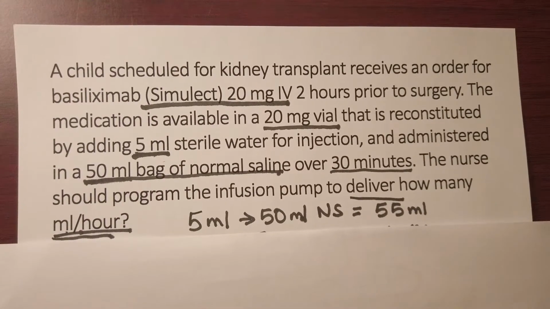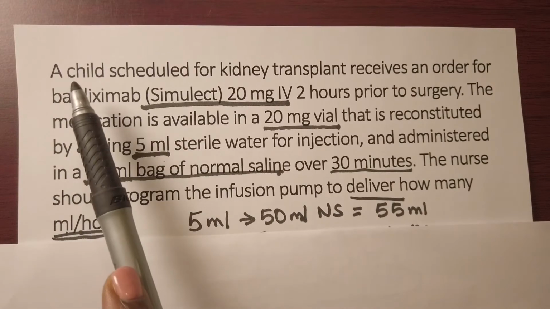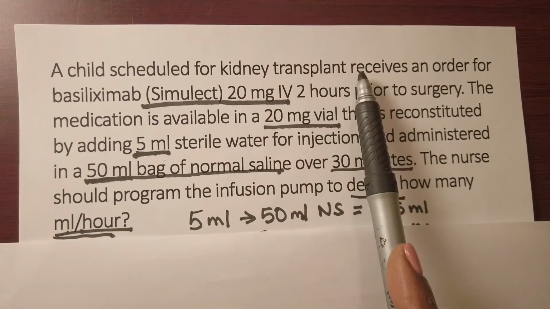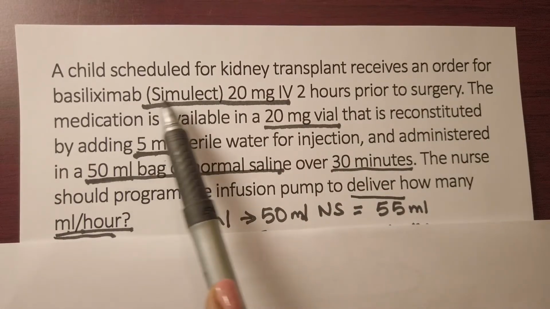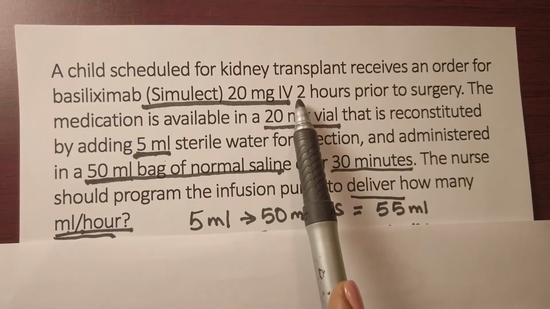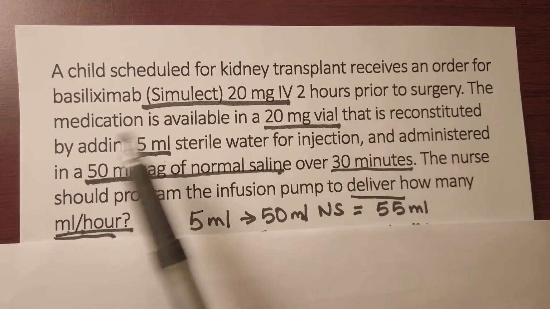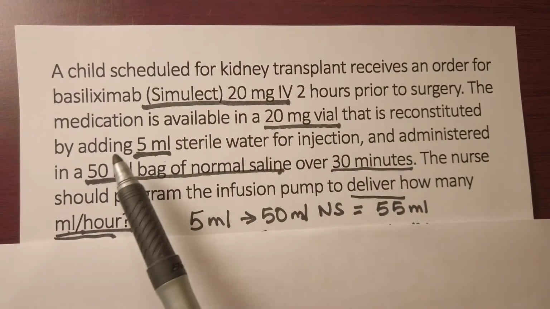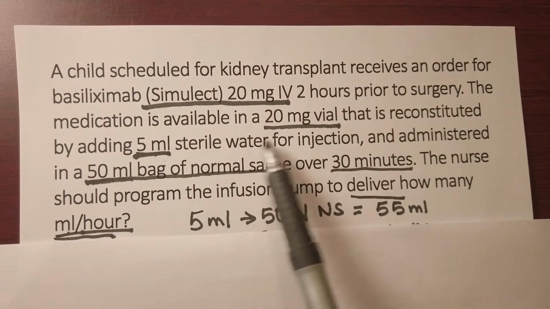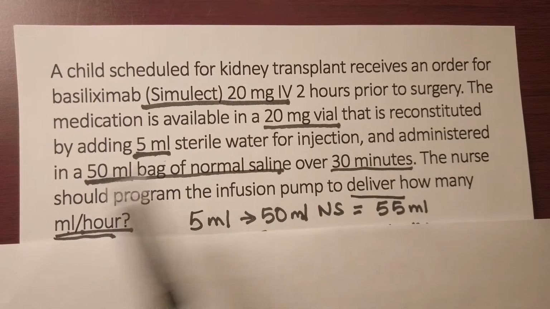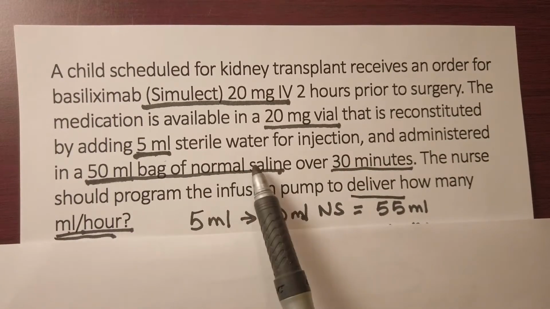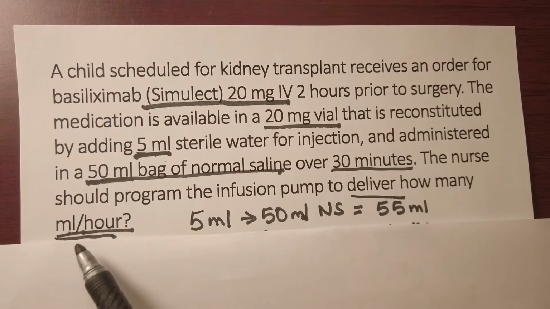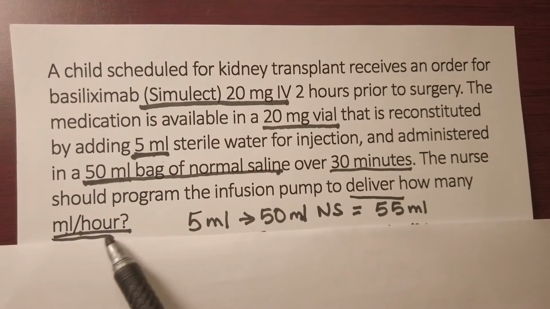Today we'll be reviewing some pharmacy calculations. Let's get into it. A child scheduled for kidney transplant receives an order for Similac 20 milligrams IV 2 hours prior surgery. The medication is available in a 20 milligram vial that is reconstituted by adding 5 ml sterile water for injection and administered in a 50 ml bag of normal saline over 30 minutes. The nurse should program the infusion pump to deliver how many mLs an hour?